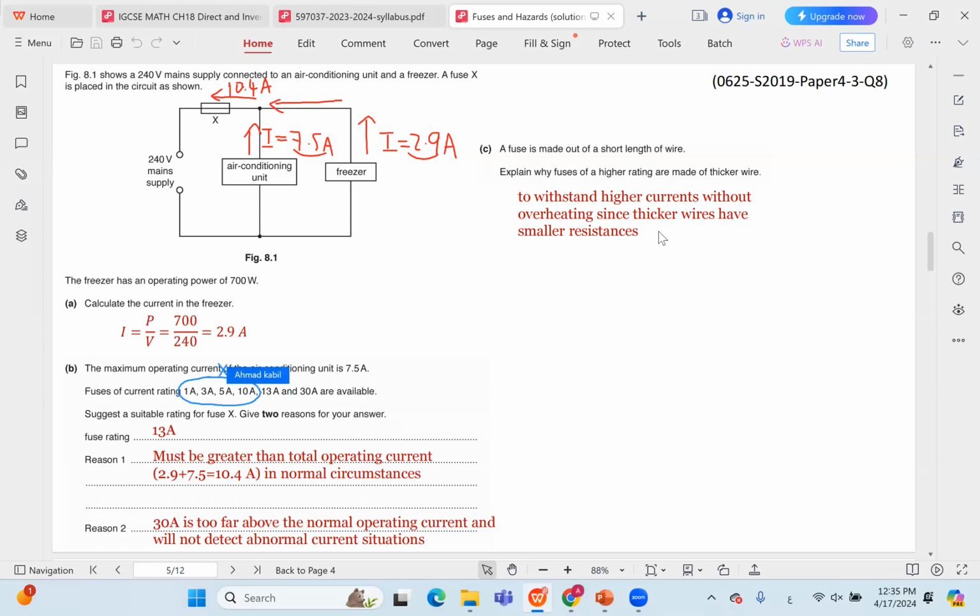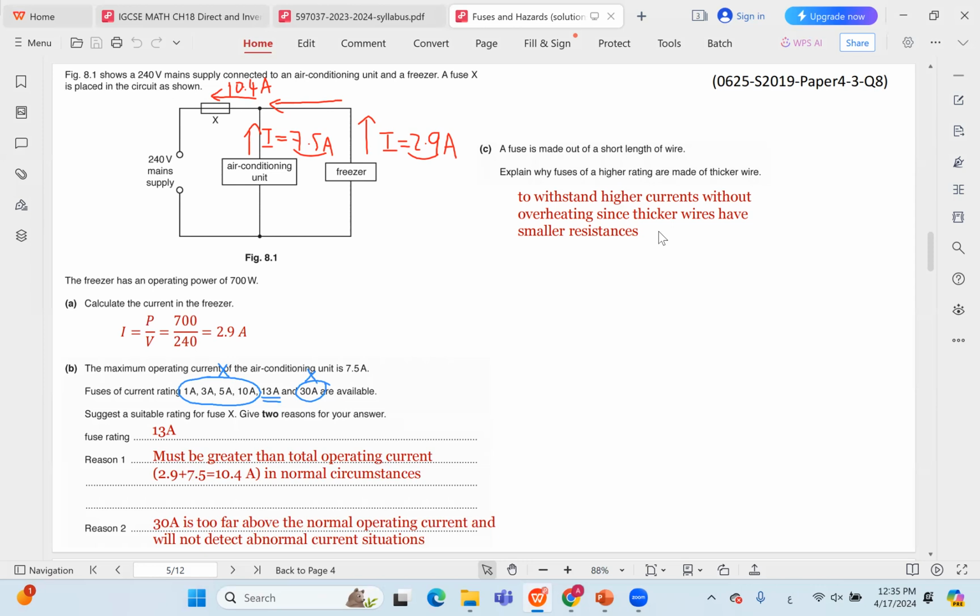Furthermore, 30 amperes is too far away from 10.4, so the current will be too large. If the current is at 29 amperes, the fuse will not blow. However, the current will be much higher than normal, which means that there is an abnormality here. This means that there is a danger of overheating and possibly fire. So you don't want the fuse to be so insensitive to current changes, so far away from the normal operating condition. So the optimal here would be 13 amperes.